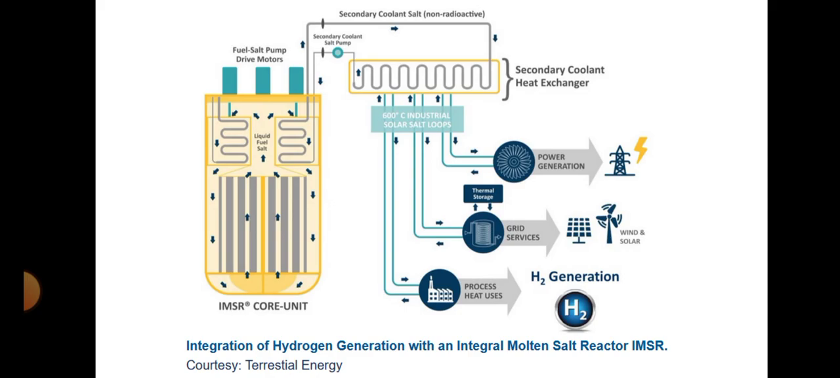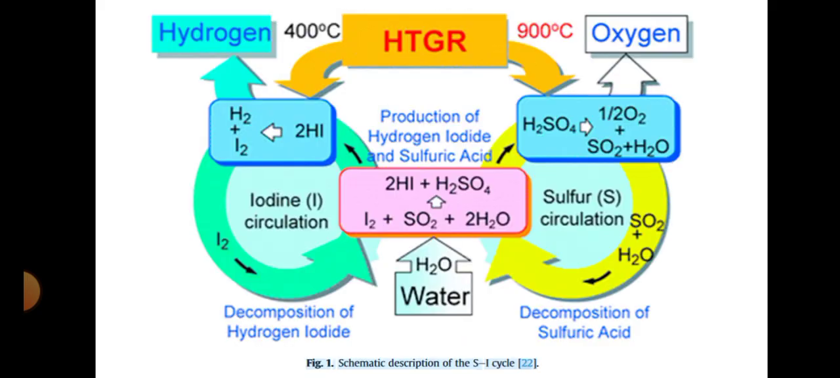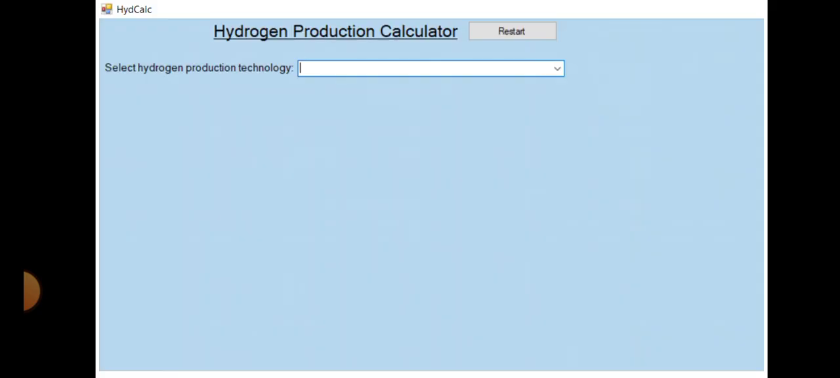The basic procedure which we follow for the production of hydrogen using a nuclear power plant is the sulfur iodine cycle, and many of the SMRs and nuclear reactors adopt the same technologies. One of the most suitable reactors for the production of hydrogen using the sulfur iodine cycle is the high temperature gas reactor. Now I will tell and show how we can use the HydCalc calculator developed by the International Atomic Energy Agency for hydrogen production.